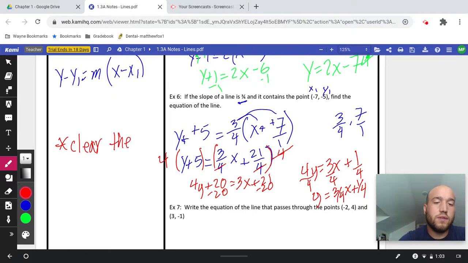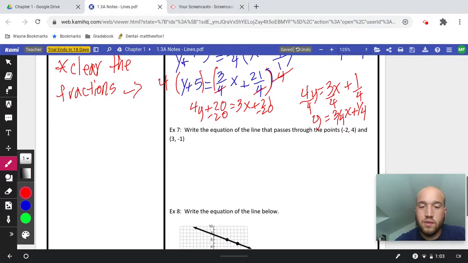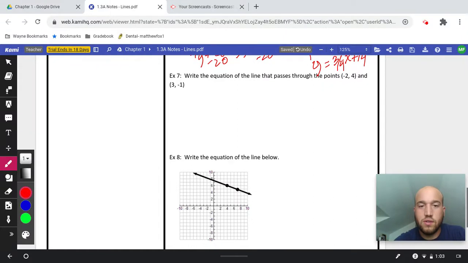I don't care if you do it with the fractions the whole time, but if it helps you, make a note, clear the fractions like that. The reason we could do that is because both of those had the 4. You also could clear it right here before you distribute it in if that's easier for you. It's kind of personal preference on when you clear the fraction. Okay. So now, the final type, well, I guess we've got 2 more.